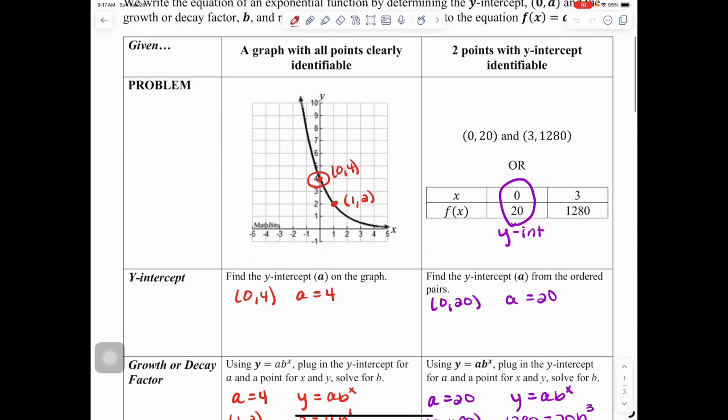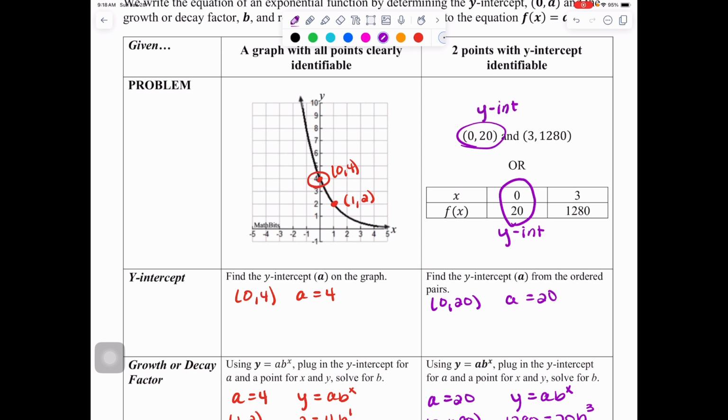Now that you had a chance to try on your own, let's go over it. When you look at this here, 2 points with y-intercept identifiable, it could either be given to you as 2 coordinates, written with parentheses, an x and a y, or they could give you that same information in a table of values. You tackle the problem the same either way. So I circled where the y-intercept is. You also could do that for the (0, 20).